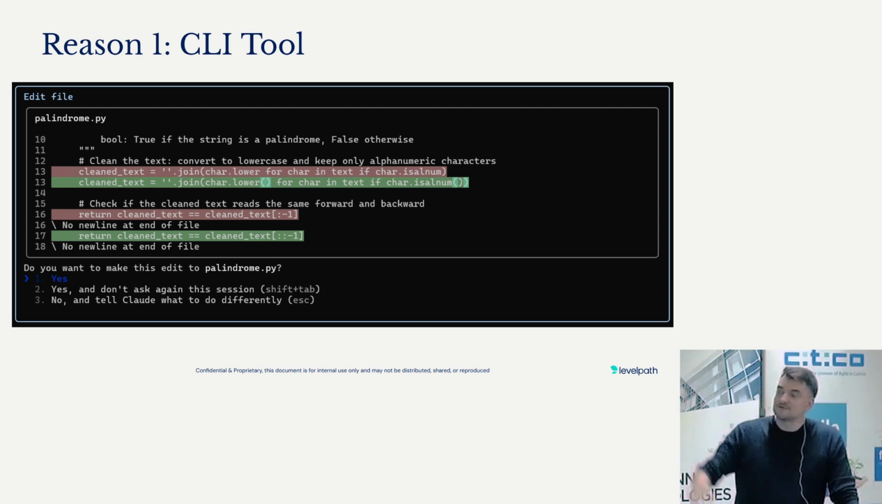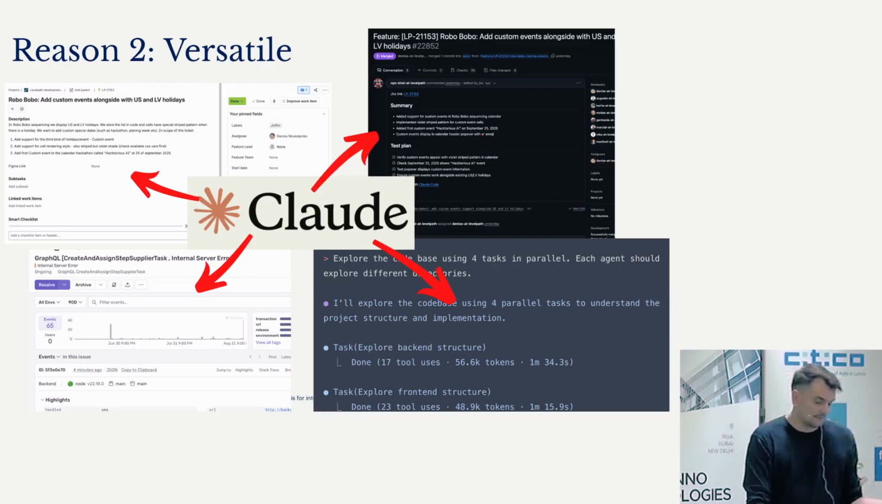The first reason is it's a CLI tool, which means developers who are used to JetBrains products or Visual Studio Code are not forced to switch to a VS Code fork, as is the case with Cursor. A CLI tool works in your terminal. You have plugins for both popular IDEs, and you can use it with your preferred IDE.